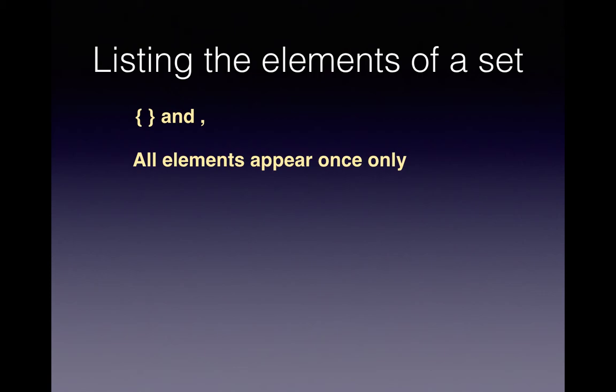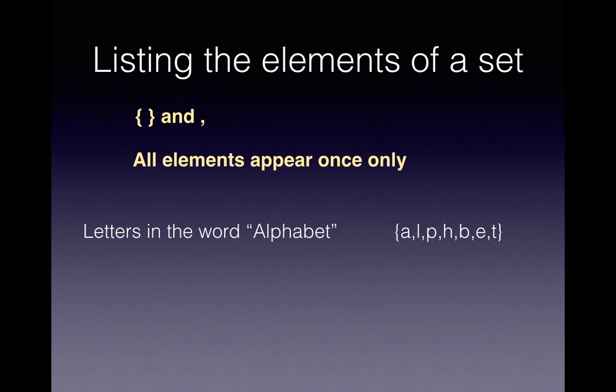So let's list a few elements of the set. So the letters in the word alphabet. So first of all, you need to have curly brackets around it. You need to list the letters once and only once, and they're separated with the commas. And as a result, you'll see that we only have one A in the set, which is the thing in the curly brackets, whereas the word itself has two A's, because remember, all elements only appear once and only once.